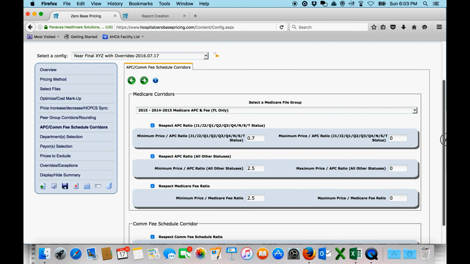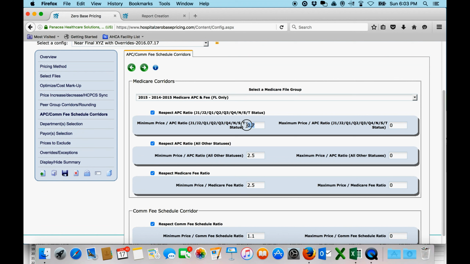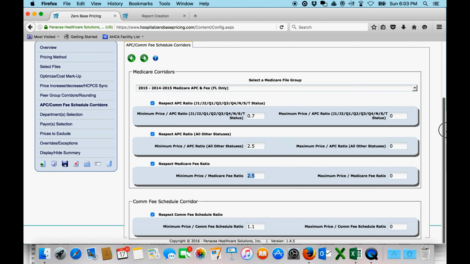This is where we establish a floor of 0.7 for bundled procedures of the Medicare APC rate, 2.5 of the unbundled APC rates, 2.5 of the Medicare fee schedule, and for the commercial fee schedules, which are already 4, 5, and 6 times higher in some cases than the Medicare rate, we use 1.1 or 1.2 in some cases. In this model, we're going to use 1.1.